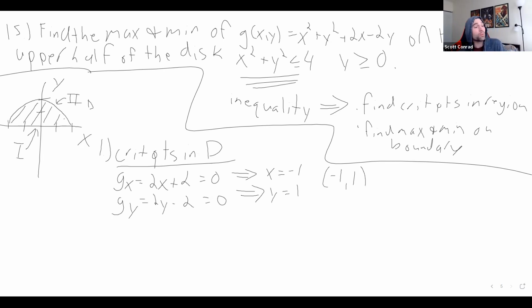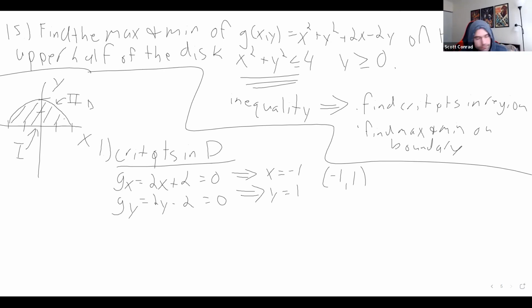Okay, so we get the point negative 1, 1. That's another place I gotta fix. So we get the critical point negative 1, 1. We need to make sure that this is inside the region of consideration. Otherwise, we don't care about it. We only care about points inside D.